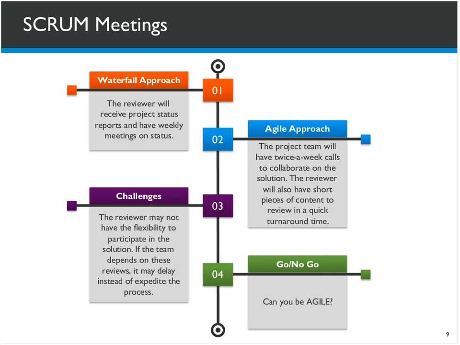When we talk about SCRUM meetings, the reviewer will receive a project status report and have weekly meetings on status, which is how we've typically worked together in the past. So that's your standard project management approach that I think has existed long before any of us. Now what we have is the project team is going to have twice-a-week calls to collaborate on a solution.